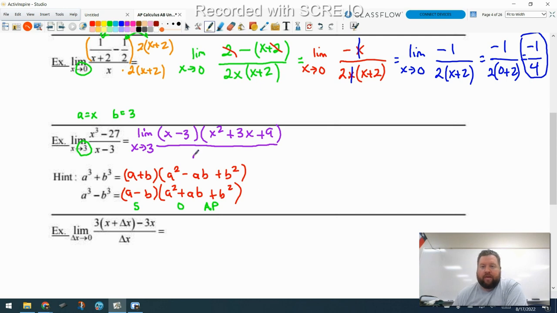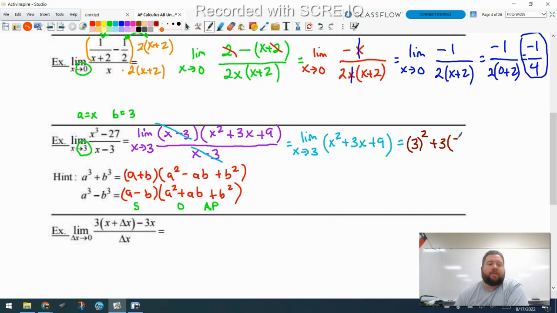All right, on the bottom we have our x minus 3. So that works out really nicely. Our x minus 3's will cancel. And we have the limit as x approaches 3 of x squared plus 3x plus 9. Now we're plugging our number in. 3 squared plus 3 times 3 plus 9. So that's 9 plus 9 plus 9, which is 27.